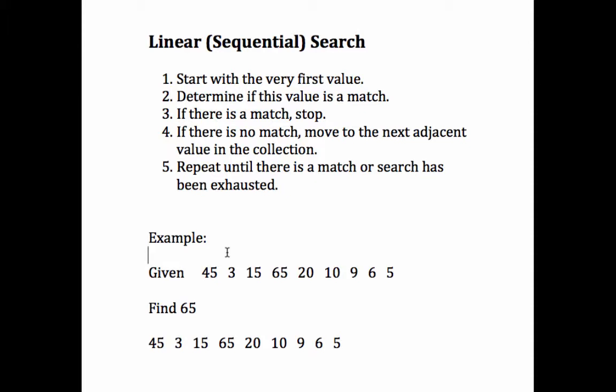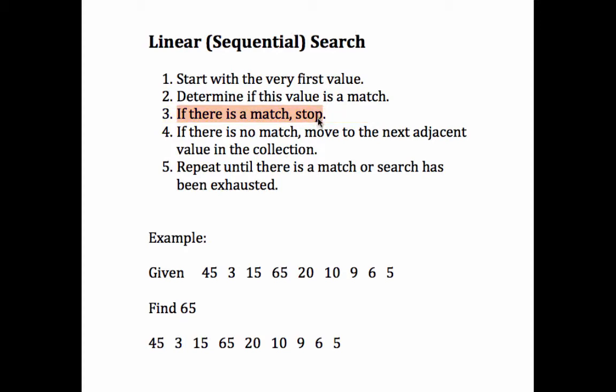So once we reach the last element and that one is not a match for the value that we're looking for, we can stop the search and conclude that the value that we were given is not present in our collection. So the steps are very simple. Again, you start with the very first value. You determine if that value is a match. There are two possible outcomes. It is a match, in which case we're done. You found your wallet. No need to keep searching.